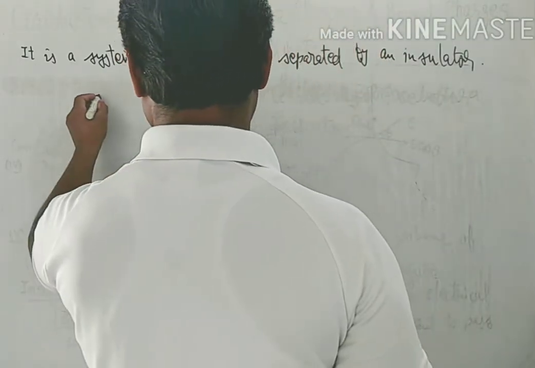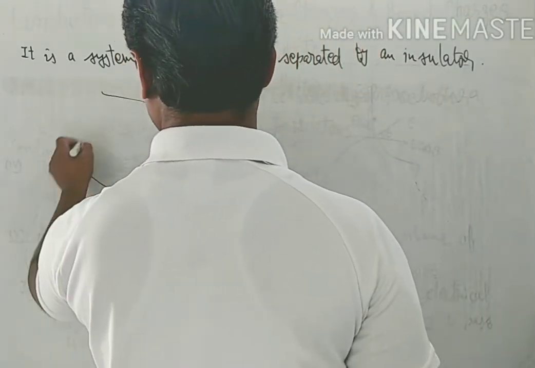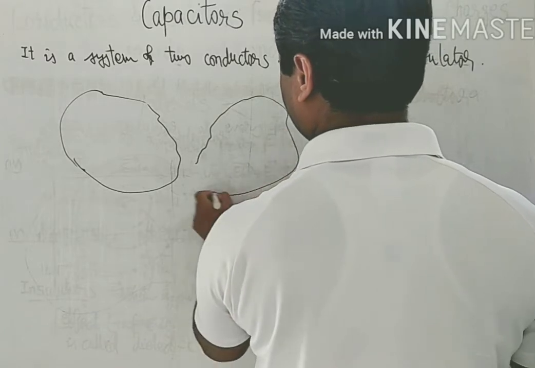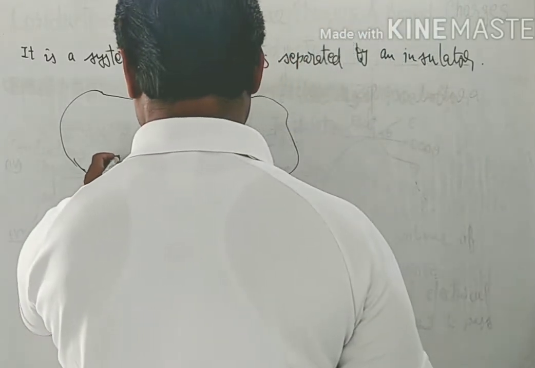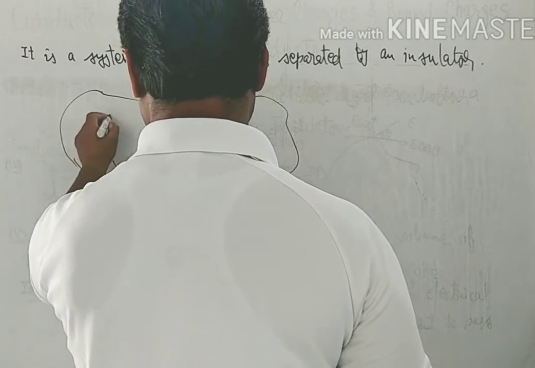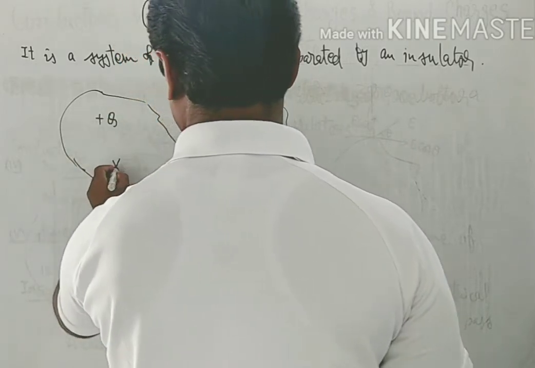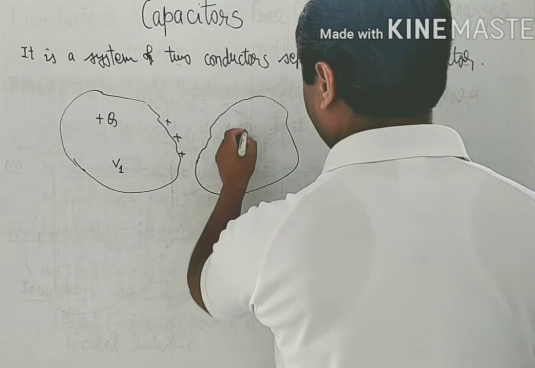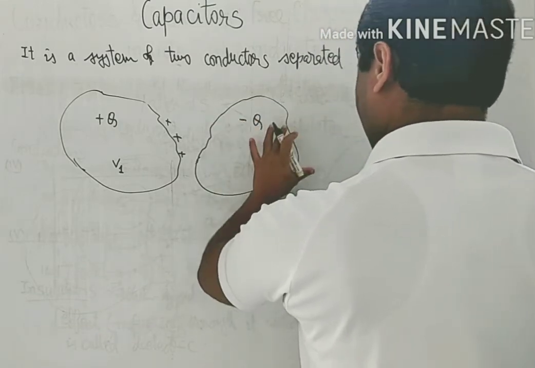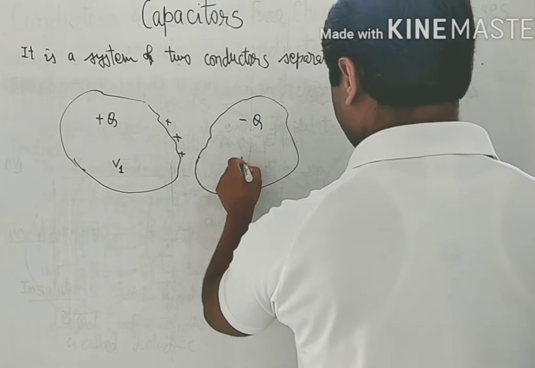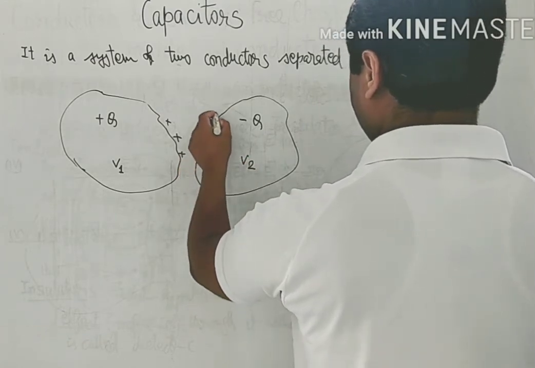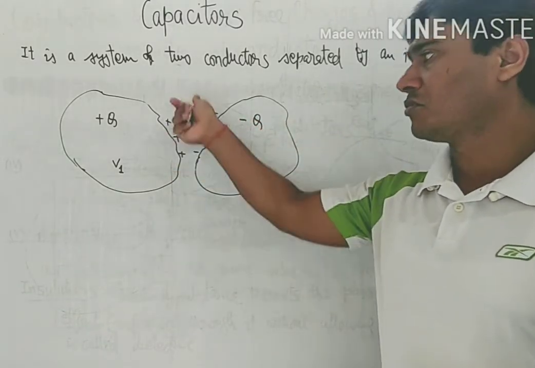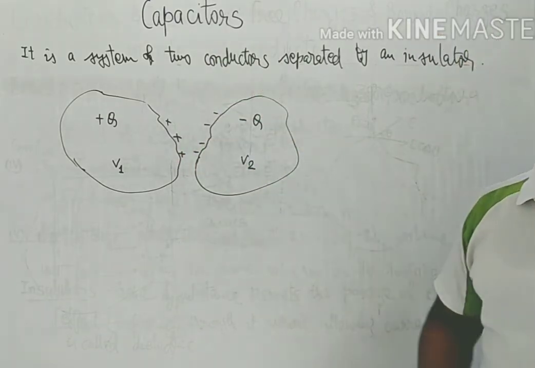Okay, now suppose this is a conductor and we have this to be another conductor, and say this first conductor is having plus Q charge, having potential V1. So these are charges on the surface of the first conductor, and the next conductor has got negative charges with potential, say, V2, and these are charges on the surface of the next conductor. So this assembly having insulating material in between will be called a capacitor.